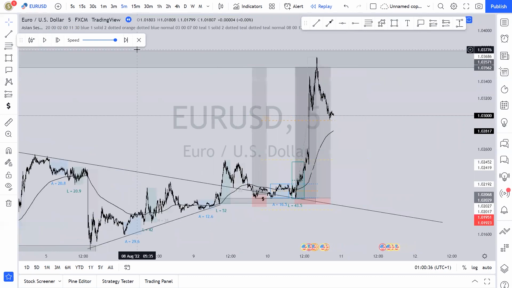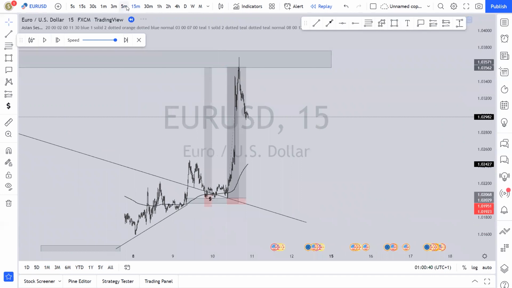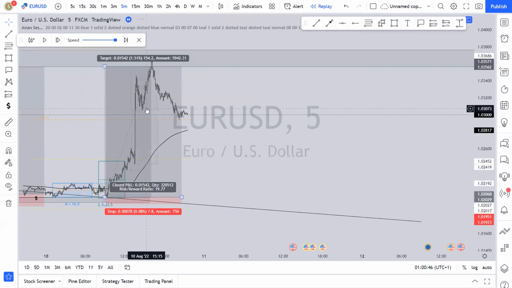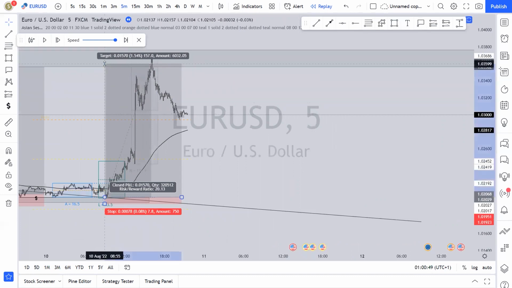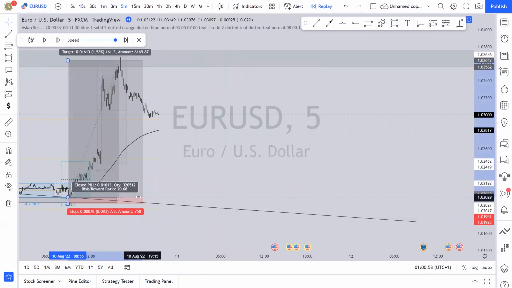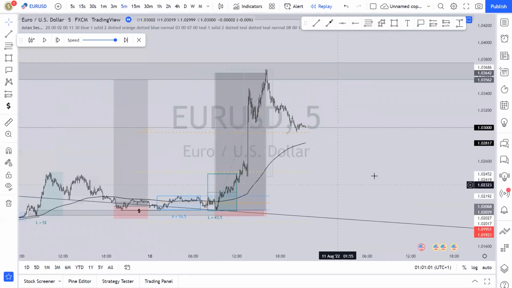Okay, so let's go back to our 15 minutes. Oh, still on the 5 minutes, all right? So price actually got to our final target there, which was around 160 pips. All right, so price got to our final target right there. Very easy. So that's the entry on the screen, and that is how far I held the trade.